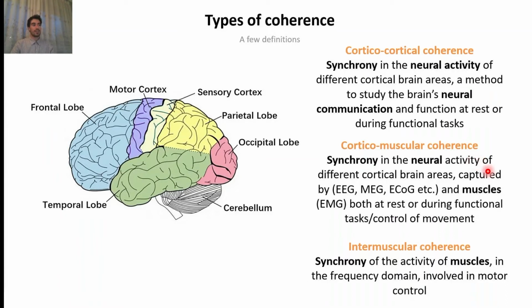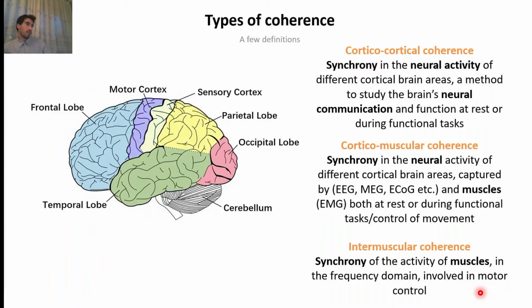There is another type of coherence which is less known, but maybe useful all the same, which is intermuscular coherence, which aims to study the synchrony of the activity of muscles in the frequency domain, which is involved in motor control.